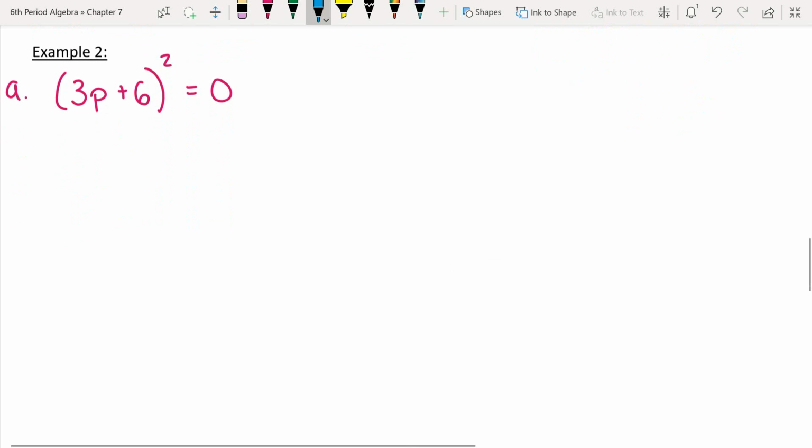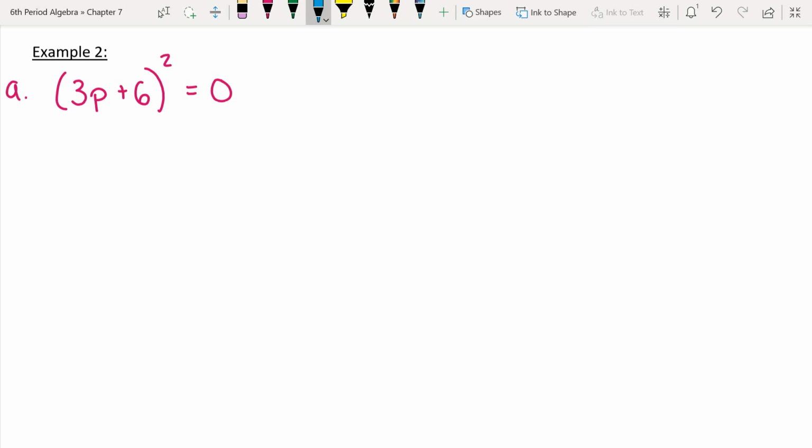All right, so example 2. We have the expression 3p plus 6 quantity squared, and it equals 0. Please remember from your 7.4 lesson that when you see something like this where you have a quantity squared, that does not mean 3p squared plus 6 squared. It is not a distributive property of an exponent of 2.